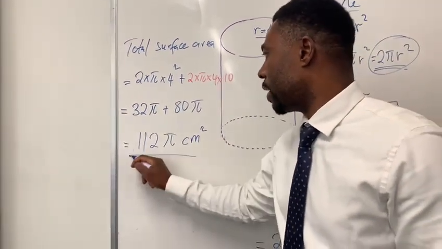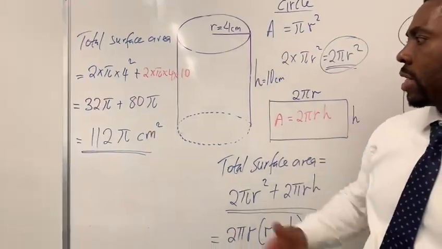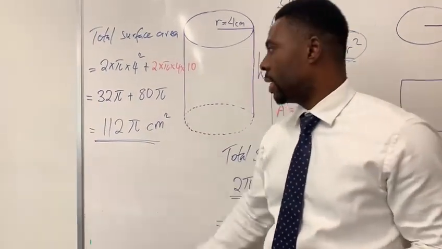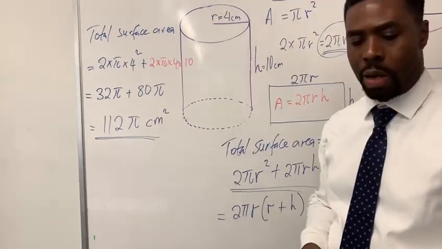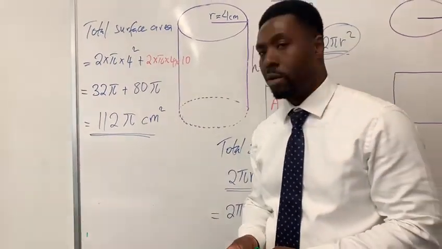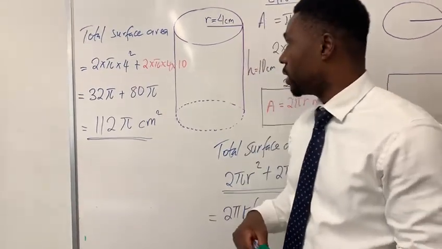So we leave our answer in terms of pi. If the question asks us to write our answer in terms of decimal, then we'll do 112 times pi, and we'll write it to whichever level of accuracy we're given in the question. So this is how you do this.